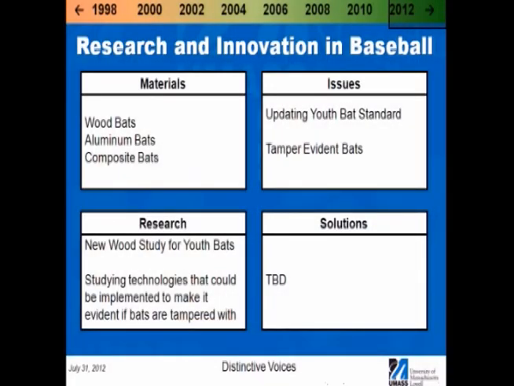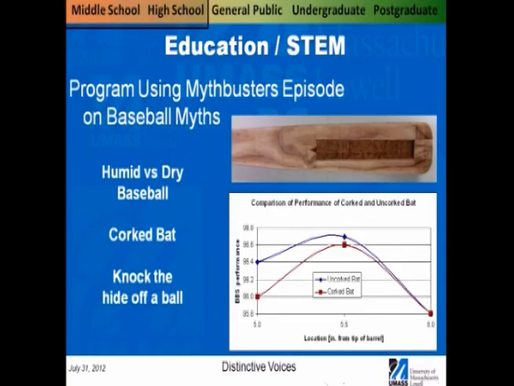So there's going to be work in the coming years on how the manufacturers can implement technologies that make sure that the bats haven't been tampered with, because that is an issue, and those solutions don't exist yet.